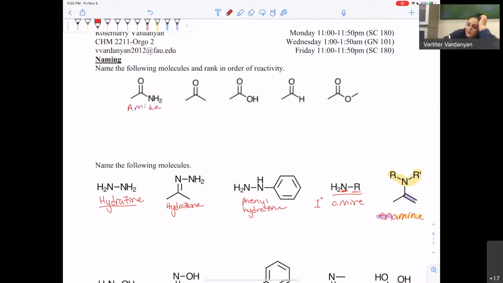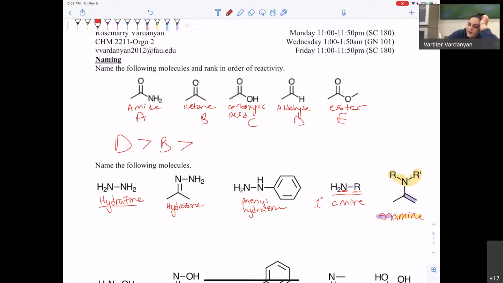So, amide, ketone, carboxylic acid, aldehyde, ester. So aldehyde is the most reactive, and then ketone, and then carboxylic acid and ester are approximately the same. And then we have amides, which are the most stable. So I'm going to say most stable, most reactive.